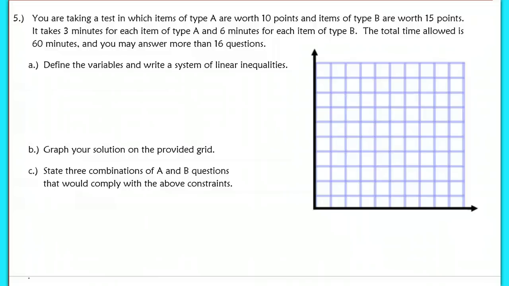I want to change this, sorry, it's a typo here. It says you may answer more than 16 questions. I want to make it no more than 16 questions, okay?